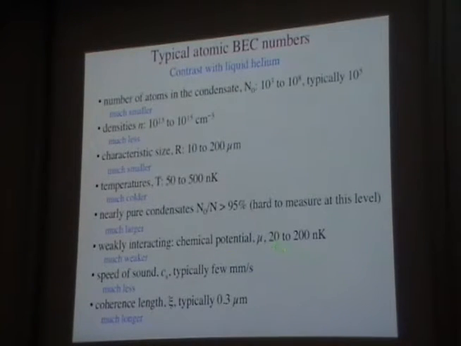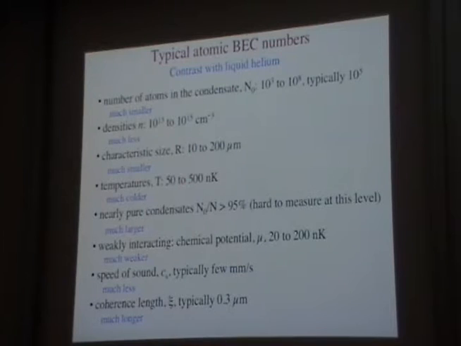The type of energies, the chemical potential, or the energy scale of your condensate is typically on the order of 20 to 200 nanokelvin. So this is the energy associated with your condensate, even though the transition temperature may be higher than the temperature of the system. This has to do with the amount of energy associated with the interaction of your condensate.